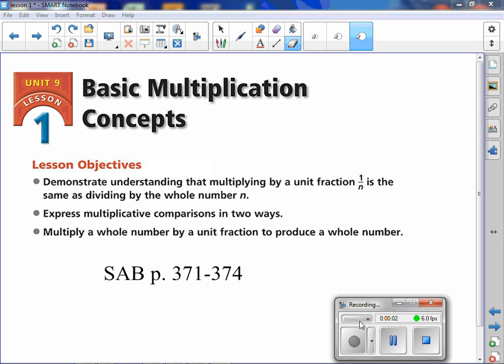All right, today we're going over Unit 9, Lesson 1, Basic Concepts in Multiplication, talking about how multiplying by a unit fraction is the same as dividing by the whole number of the denominator, and we'll compare how we can multiply and divide and how that works with whole numbers and unit fractions. SAB page 371 through 374.